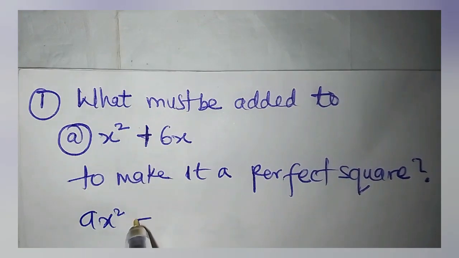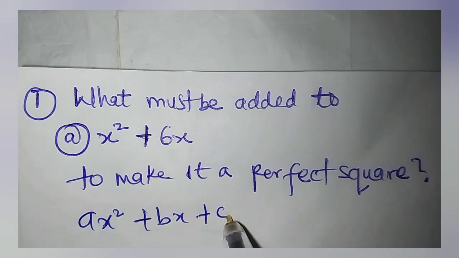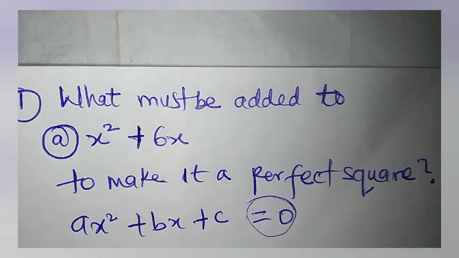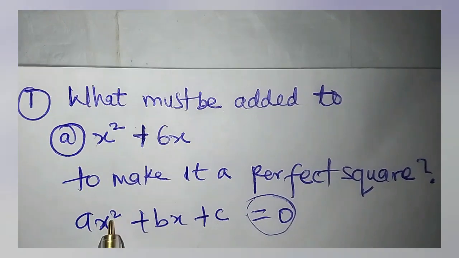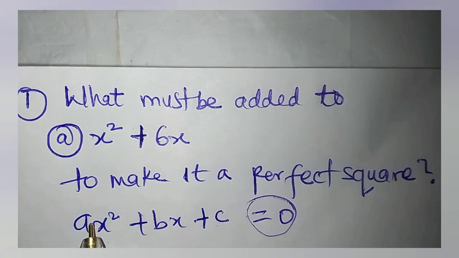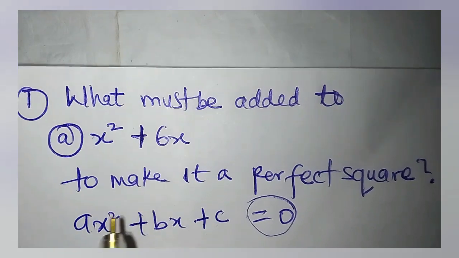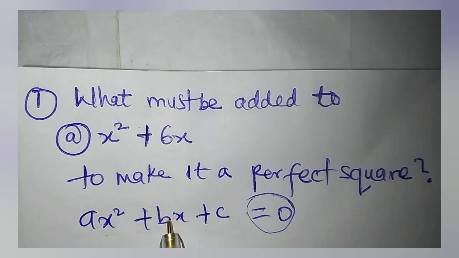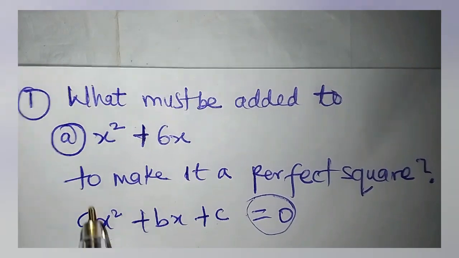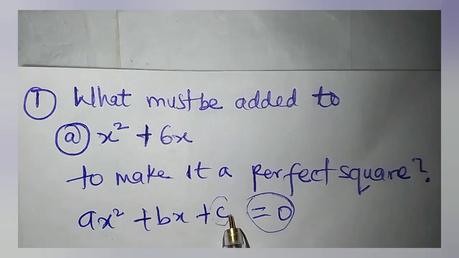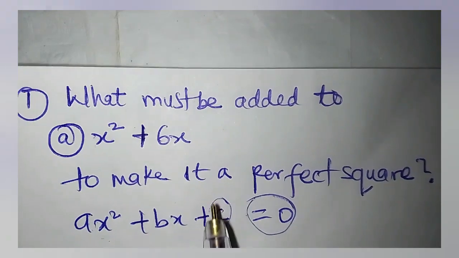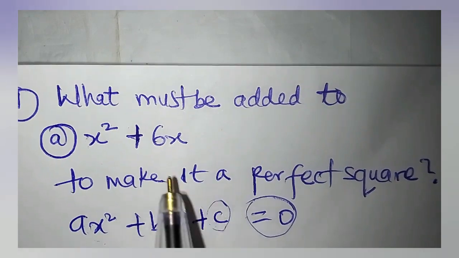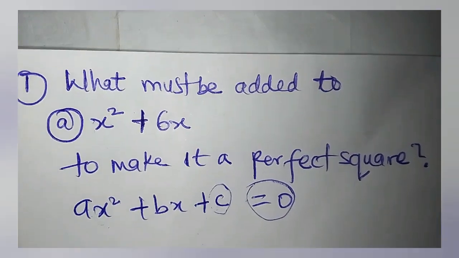ax squared plus bx plus c equal to 0. Let's neglect this equal to 0. Look at this expression. The coefficient of x squared here is a. The coefficient of x here is b, and it is 6 here. A here is 1, but there is no c here. A c is missing, so it is that c that we are looking for. When we add it to this expression, it becomes a perfect square.